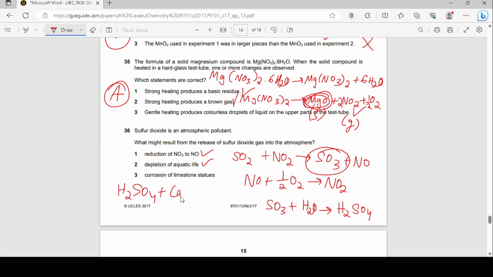I think the statues are calcium carbonate, and it becomes CaSO4 plus H2O plus CO2. I don't know if this is the exact reaction that occurs, but my point is that there will be reactions when it is corroding those statues, right? So yeah, that means 3 is also right. And then if 1, 2, and 3 are all right, then the answer is going to be A.